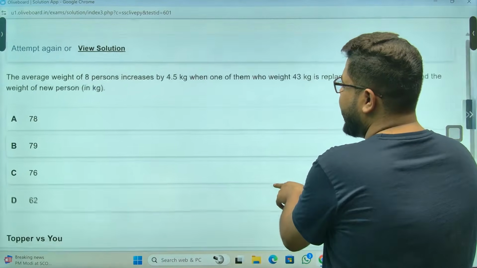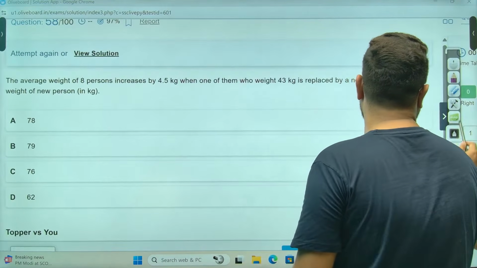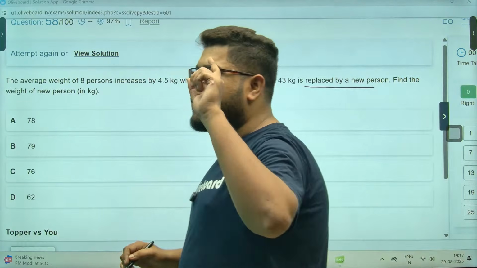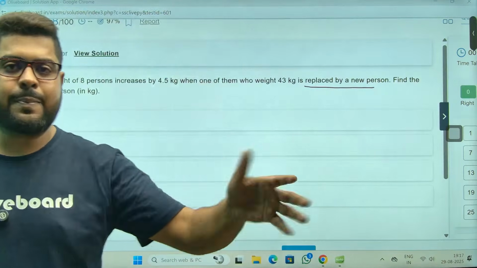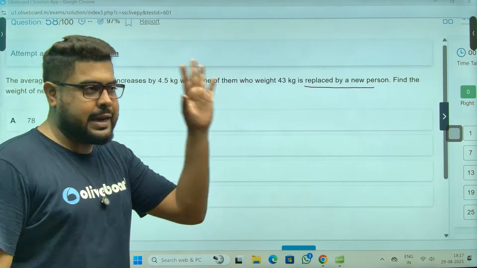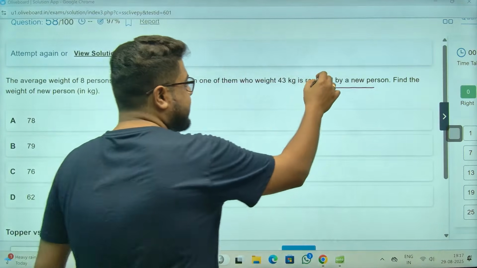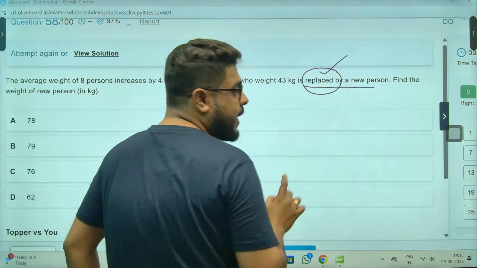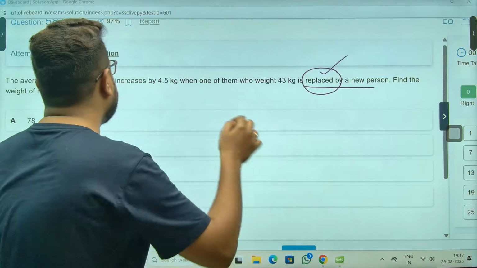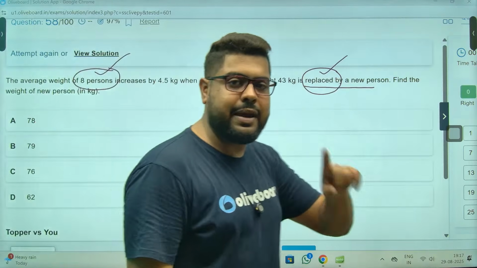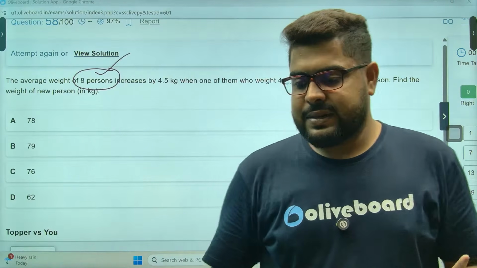Moving on. Average weight increases, a replacement. Replaced by a person. Now, I told you, in concept, out concept, replacement concept, three types. In and out, you need to think a little bit more. Replacement is always the easiest. Why easiest? Because you don't need to think about how many percents. Because 8% will remain as 8%, right?